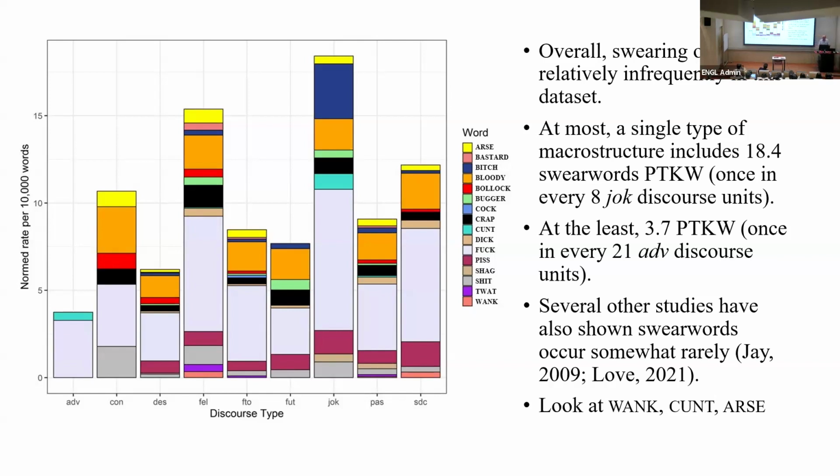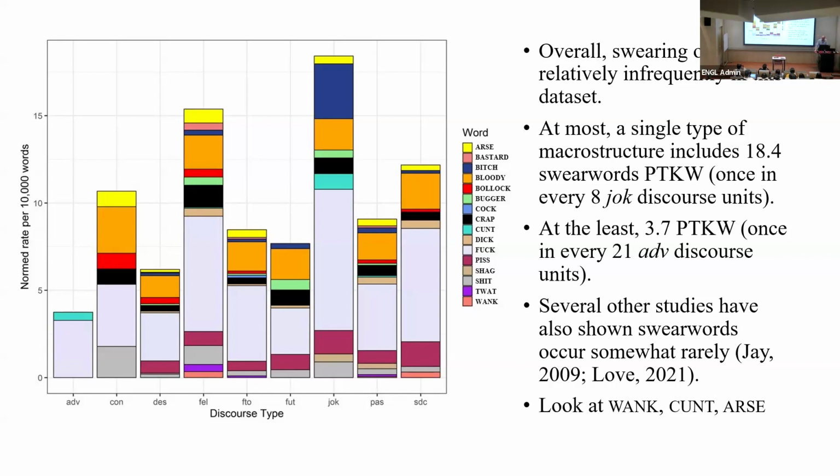At most, a single type of macrostructure includes something like 18.4 swear words per 10,000 words, and that's once in every 8 joke discourse units. So jokes do draw upon swearing, as we'll see on the screen there. And the one that seems to shun it the most is advice. And again, you can just see it there by the size of the bar. Ignore the numbers. Just look at the size of the bar. These stacked bar charts are showing you where it's frequent and where it's not.